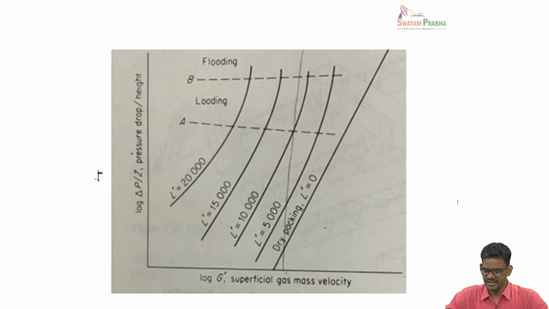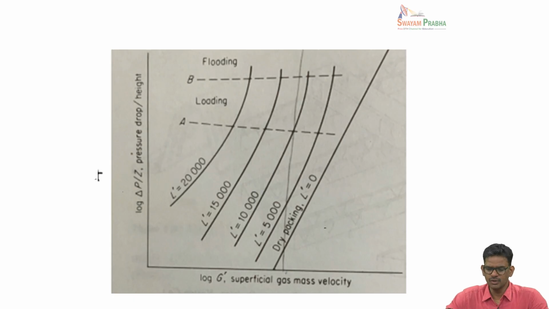Okay. Secondly, if you look at these curves, you can see the curves are going leftwards. If you increase the liquid flow rate, you can see the pressure drop also increases. If you see these curves are moving to the left, meaning that even at low flow rates of gas itself, the pressure drop will start increasing the moment you have higher flow rates of liquid.